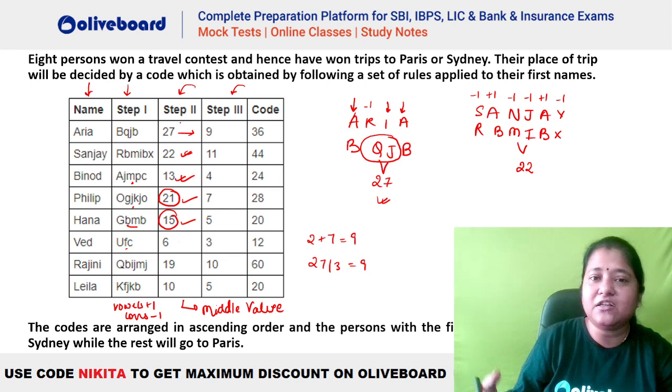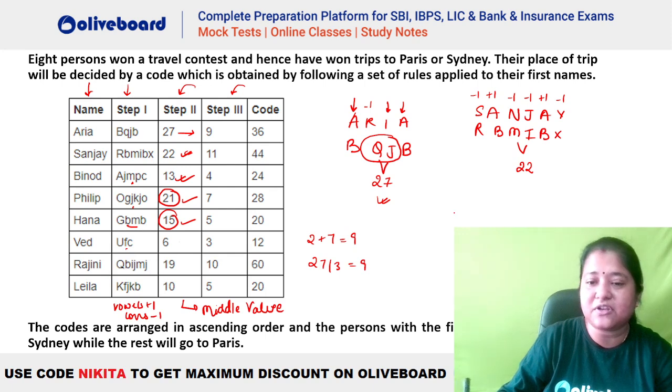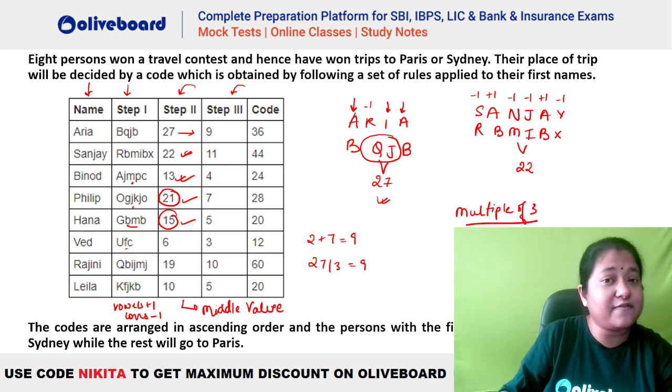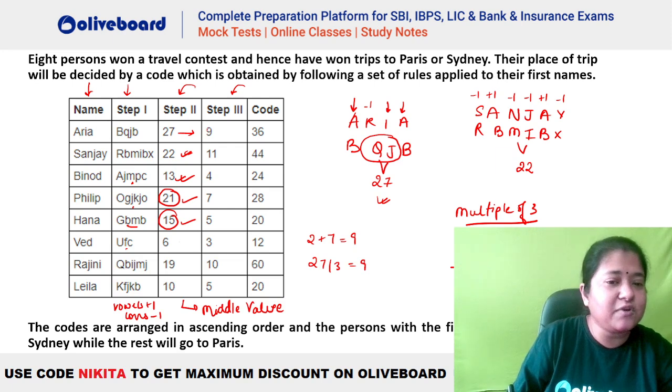But here we have other types of numbers also. So any multiple of 3, right? In step number 3, a multiple of 3 has been divided by 3. Any prime number is not a multiple of 3, right? So for any prime number, what did we do?